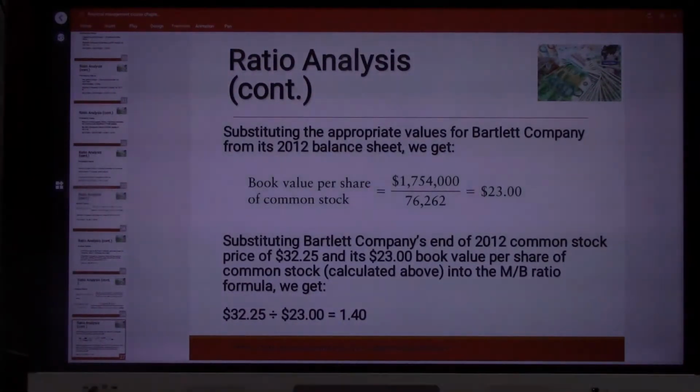As you see in our example, we have equity in an amount of 1,754,000. We divide by the number of shares outstanding, which is 76,262. This gives a book value per share of 23. Then we refer to the market value of this share, which is 32.25, divided by the book value. So in this case, the market to book ratio is equal to 1.40.